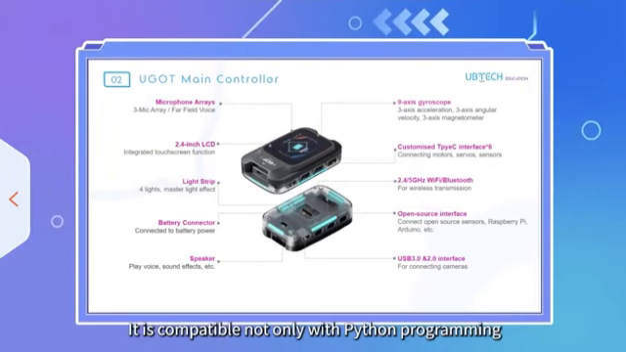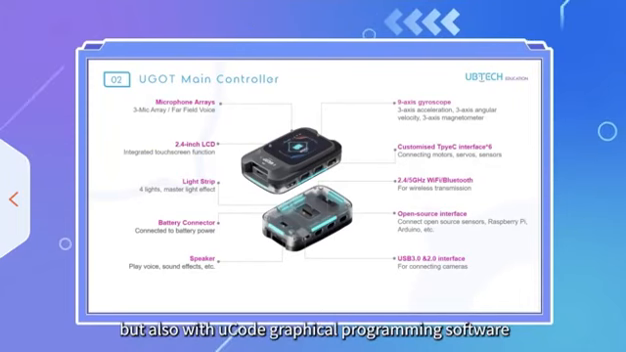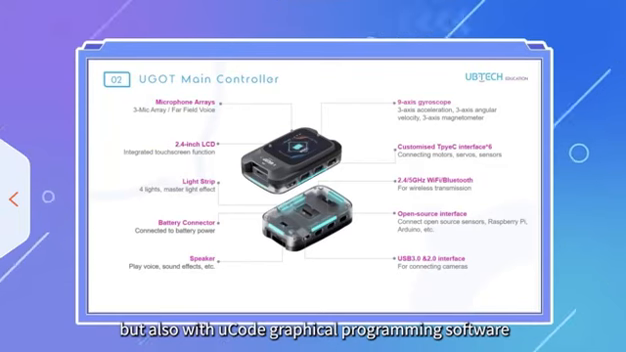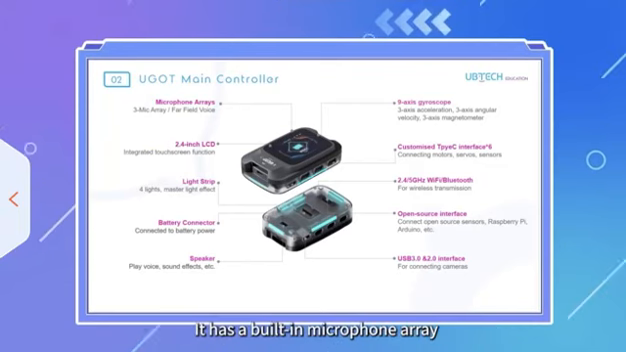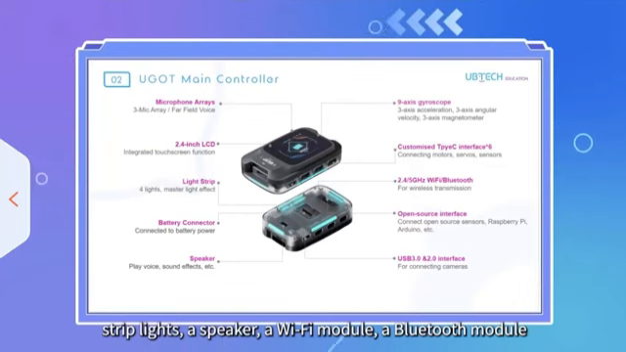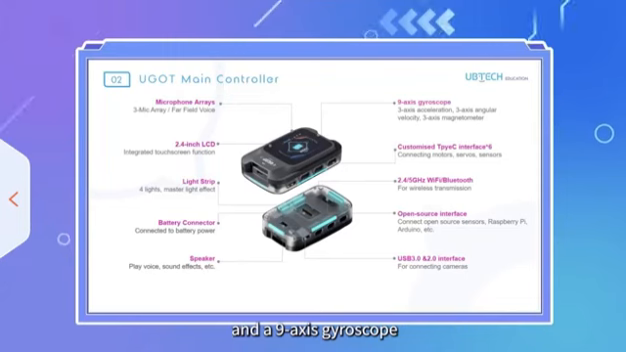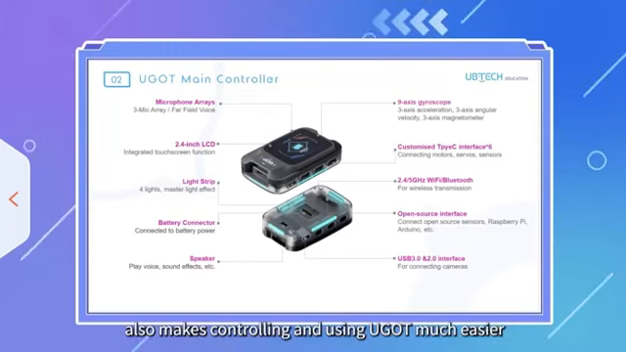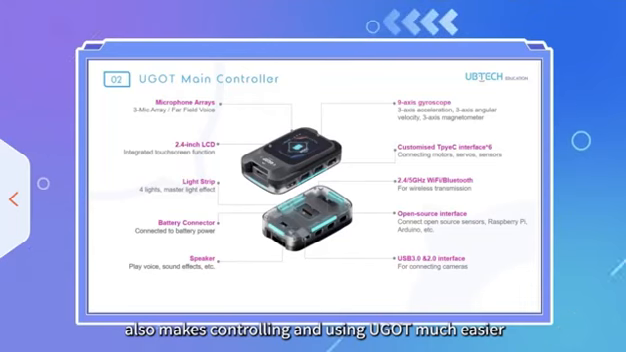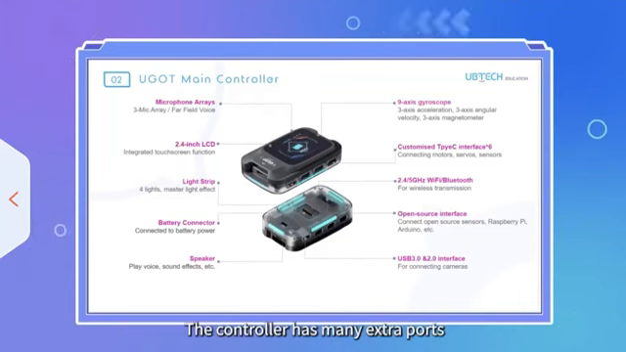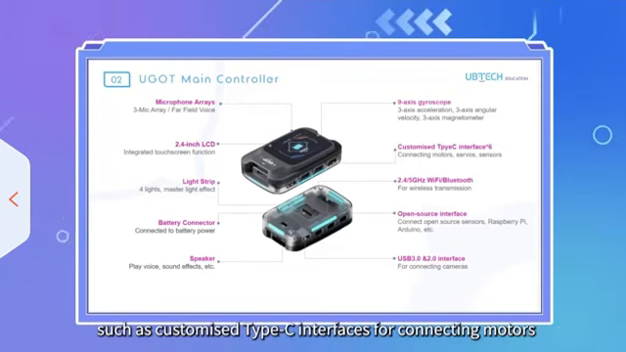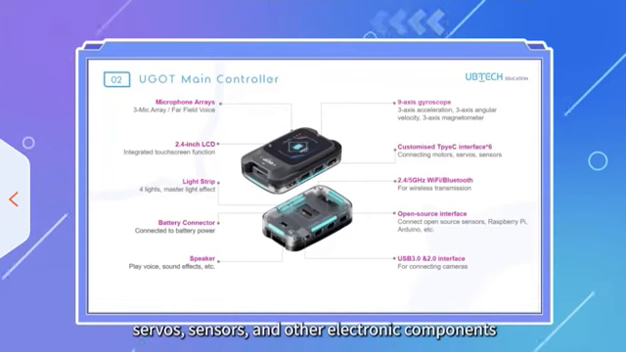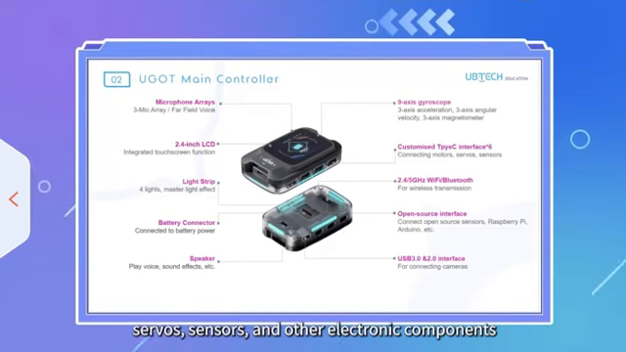It is compatible not only with Python programming, but also with uGot graphical programming software. It has a built-in microphone array, strip lights, a speaker, a Wi-Fi module, a Bluetooth module, and a 9-axis gyroscope. Its 2.4-inch LCD touch display also makes controlling and using uGot much easier. The controller has many extra ports, such as customized Type-C interfaces for connecting motors, servos, sensors, and other electronic components.